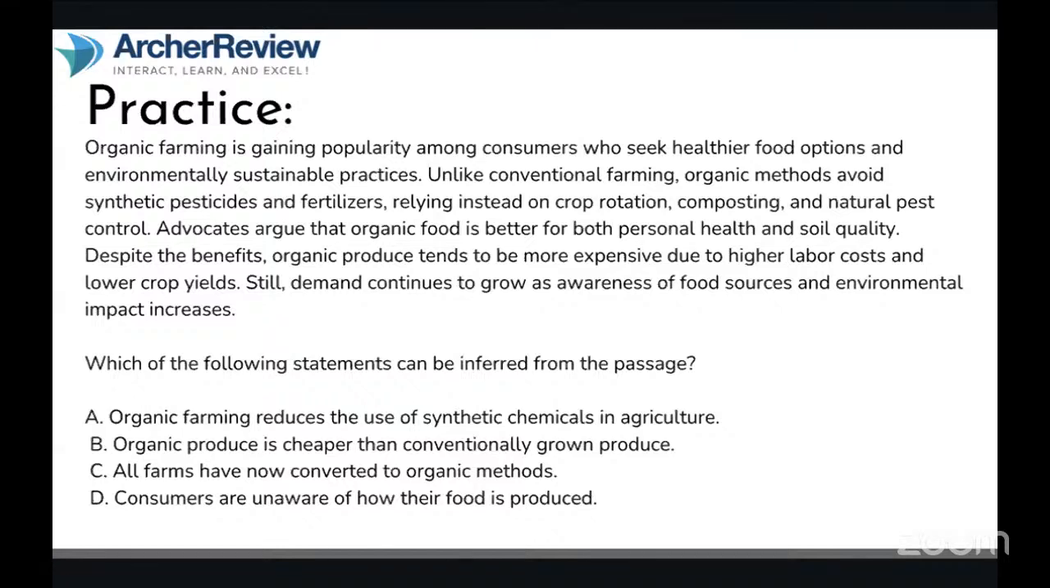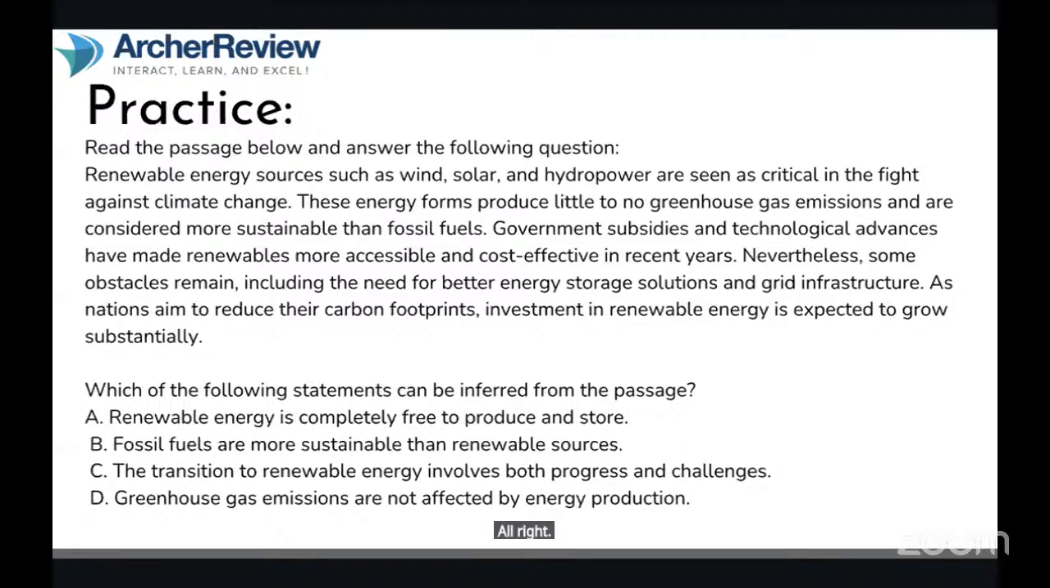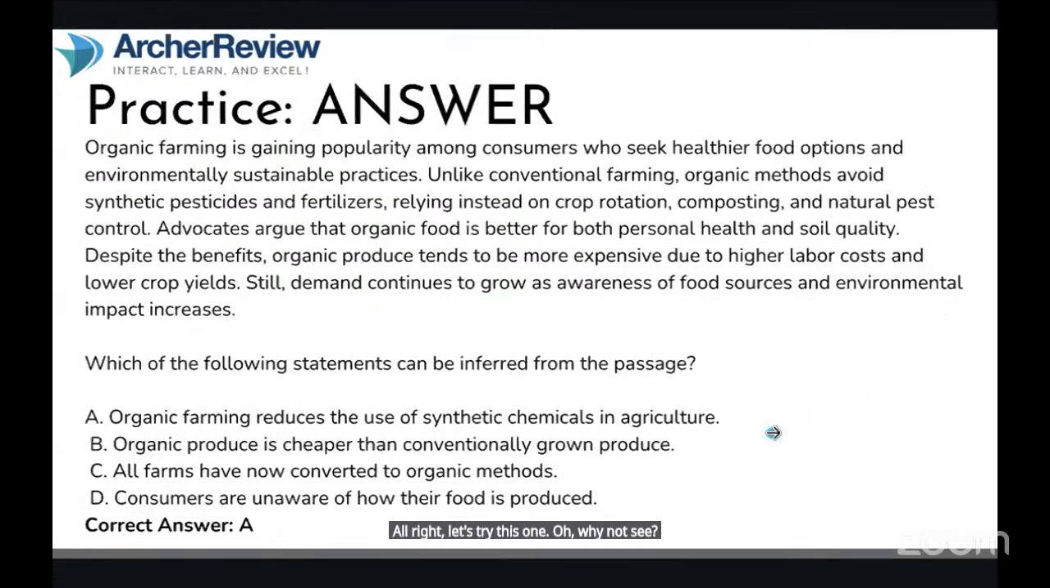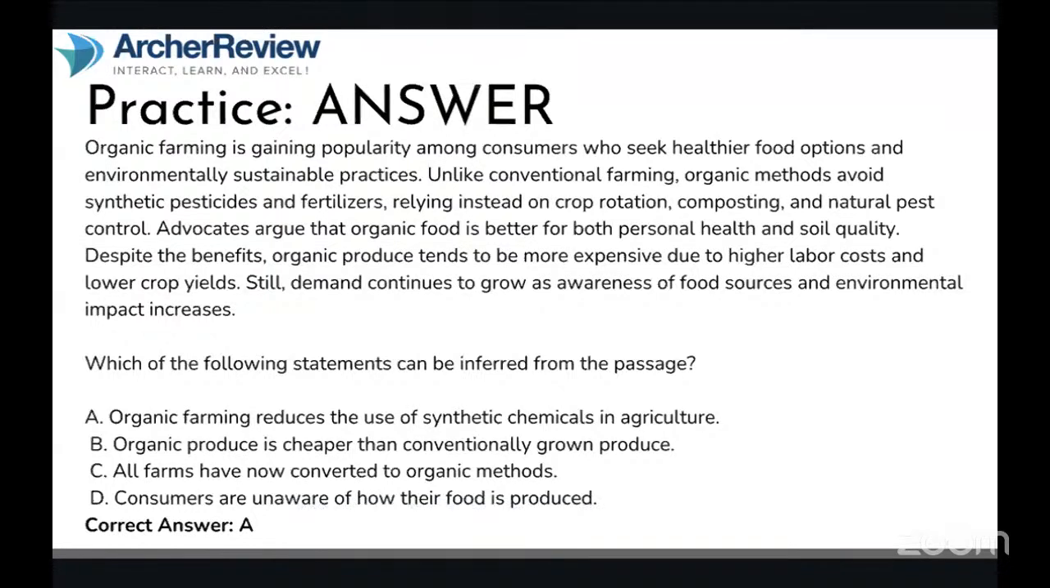All right. And our correct answer for this one is A. Good job. Organic farming reduces the use of synthetic chemicals in agriculture. Very nice work. All right, let's try this one. Oh, why not C for this one? Is that what you were asking about, Zuma? Why not C for this one?